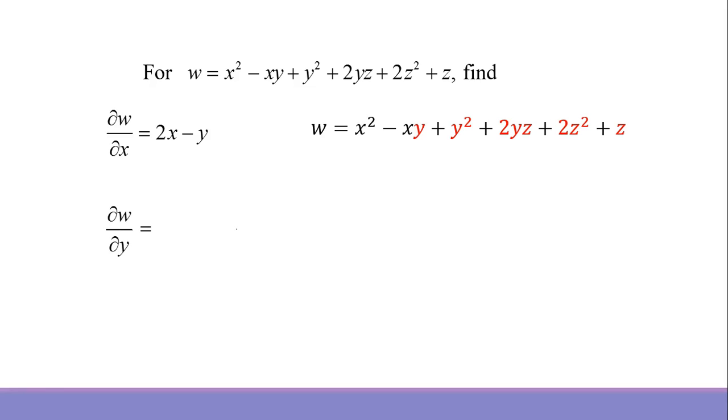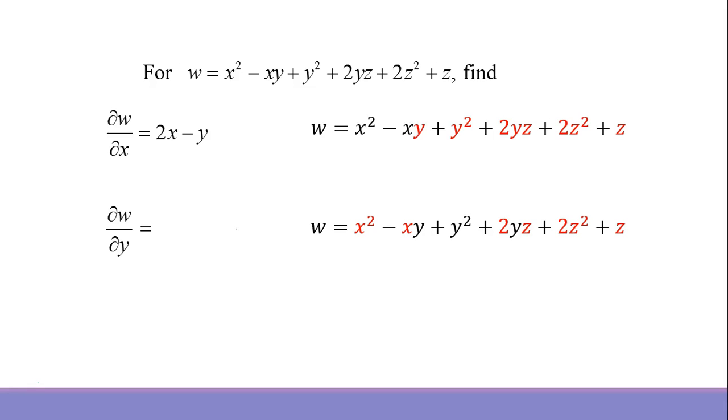Now what if we want the partial derivative of w with respect to y? Well, that means that y is considered to be a variable, but anything else that's not a y is a constant. So now everything that you see in red we're going to consider to be a constant. The derivative of the first term, x squared, and the last two terms, 2z squared and z, are going to be 0 because those are just constant terms.